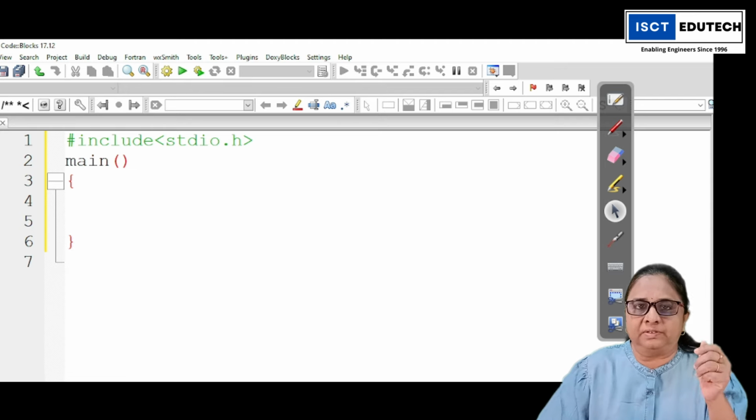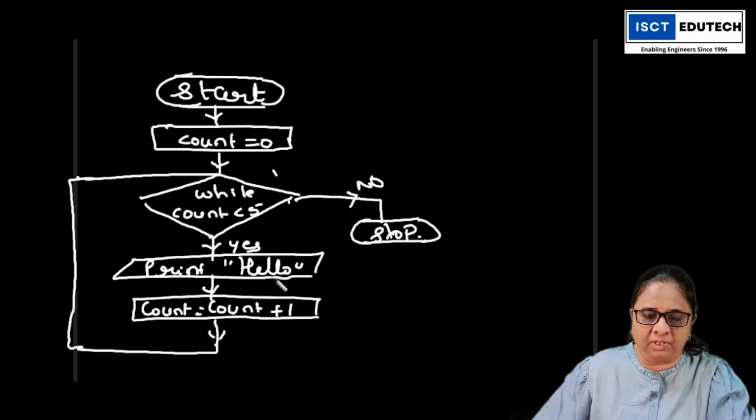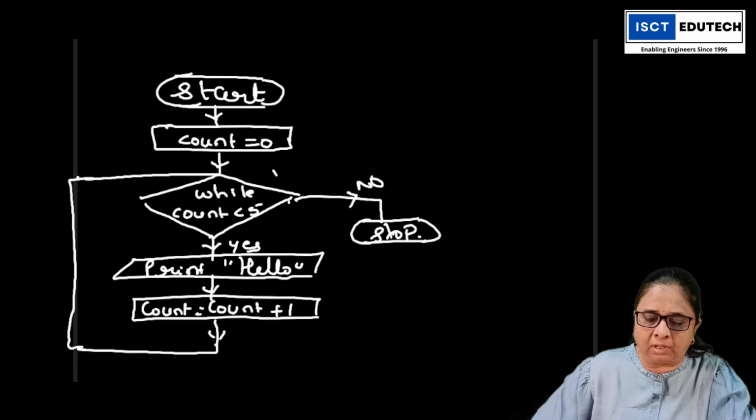Okay, how many variables did we use in that flowchart of printing hello 5 times? If you look at this code, I have only one variable, that is count. Whereas hello is not a variable. Hello is just an output we are giving. So I have only one variable called count.